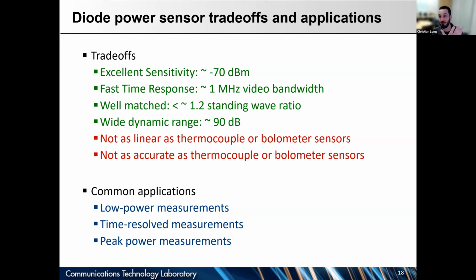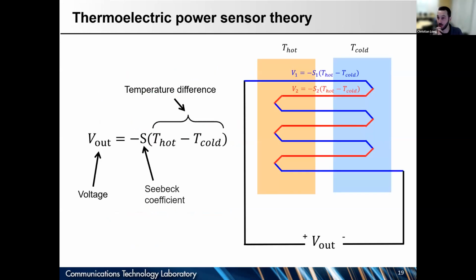I put some numbers up here to give you a sense of the kinds of levels and speeds of signals that you can measure, rough orders of magnitude so that you can get a sense of the landscape. You know, if you buy a particular power sensor, it might be a little bit more or less sensitive or have a different video bandwidth. So some of the key applications are low power measurements, time resolved measurements, and peak power measurements. Getting towards a little bit more accurate, and I'm going to build towards more and more accurate power sensors.